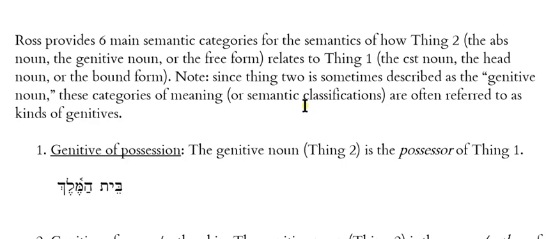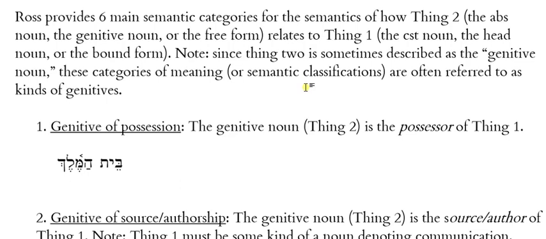Now, I just need to point out here, since thing 2 is sometimes described as the genitive noun, these categories of meaning, or these semantic classifications, are often referred to as kinds of genitives. And so when we talk about genitive semantics, what we're saying is how semantically does thing 2, the genitive noun, relate to thing 1, the head noun or the construct noun. Okay? So let's just walk through these examples.